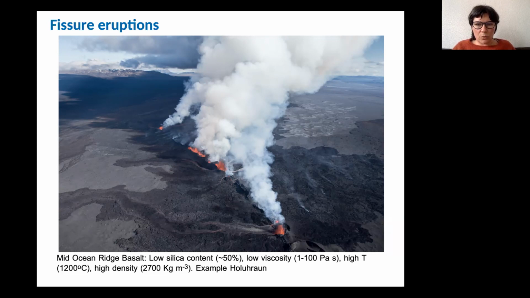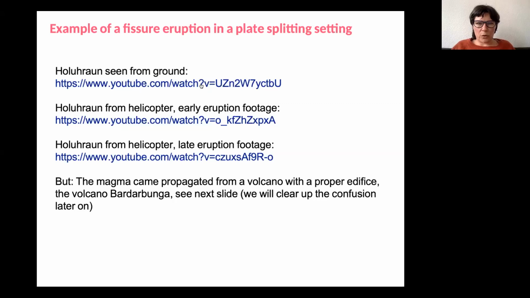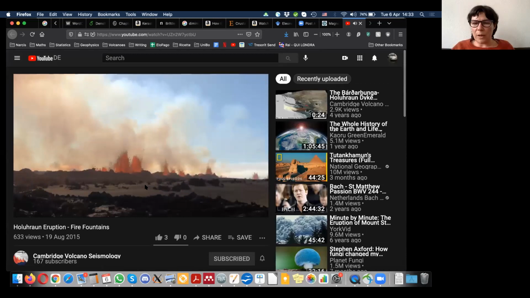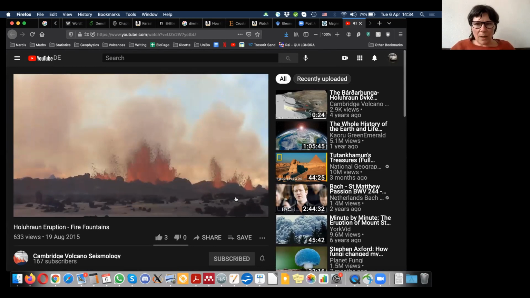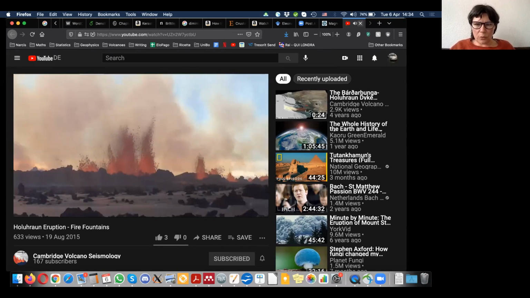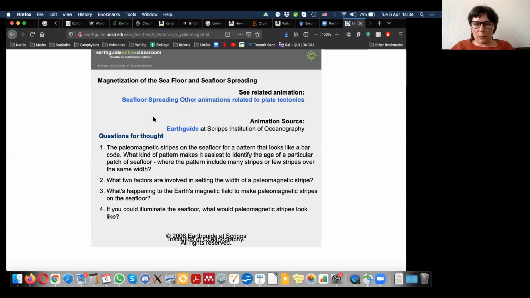Skip too much. So here there are some movies. This is how it looks like when you have one of these eruptions. You are just standing there and you see all lava fountains, like a curtain of fire from the fissure. This is how it looks like. Then I'll show you another one from the helicopter. Better.